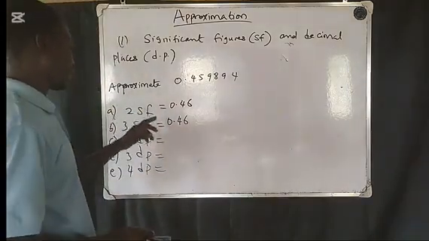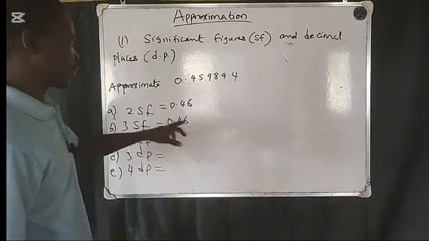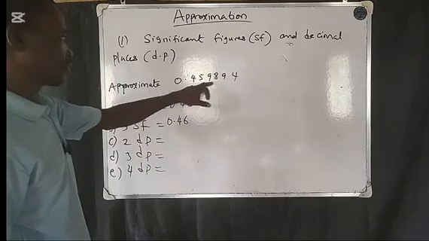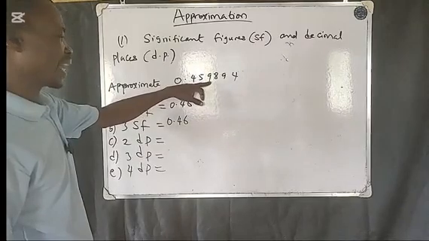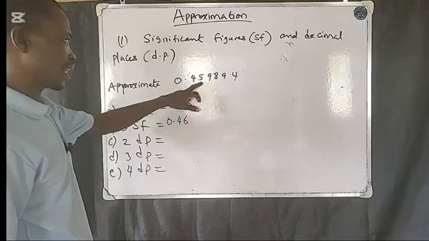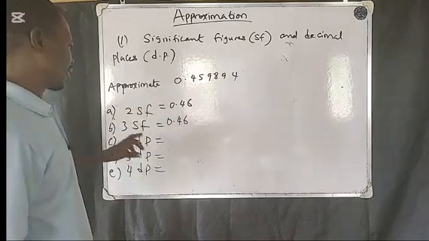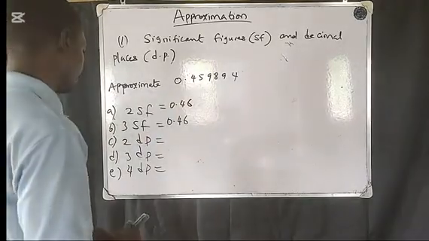You discover that approximating to 2SF and 3SF give us the same value, because when you approximate to 3SF, it falls into 9. And when you add 1 to 9, it becomes 10. You can't write 10. You write 0 and add 1. So 2SF and 3SF are giving us the same value.